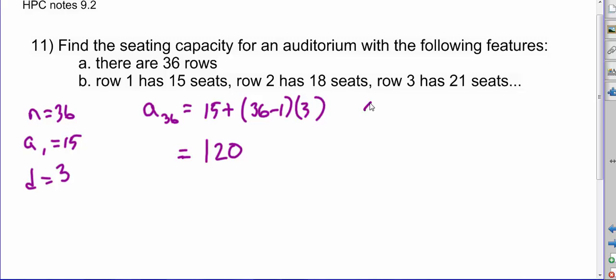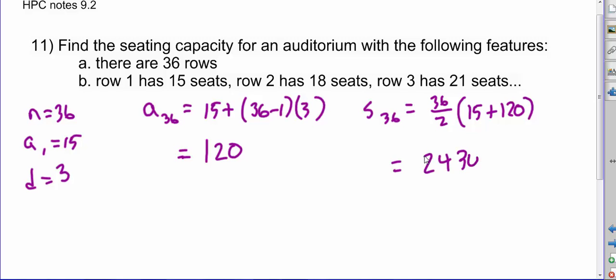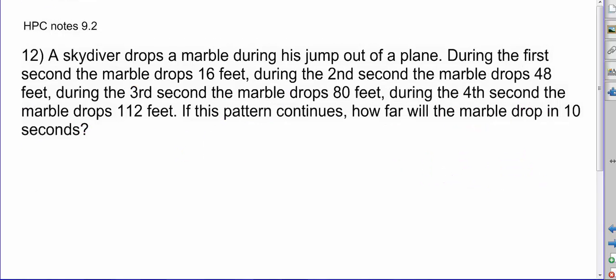And now we can just go to the formula. S sub 36, the sum of the first 36 rows, would be 36 divided by 2 times the sum of the first and the last, which in this case would be 15 and 120. And we have 2,430 seats. A lot simpler than adding those 36 numbers up together.